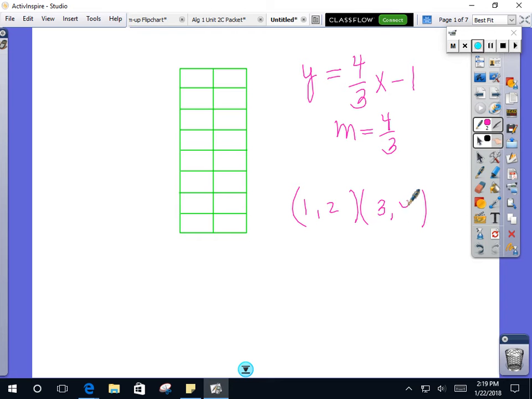How do you find it given 2 points? y2 minus y1 over x2 minus x1, right? So in this case, you would do 4 minus 2 over 3 minus 1, and that would give you a slope of 2 over 2, which is 1. And then we also learned how to find it when you were given a table of values.